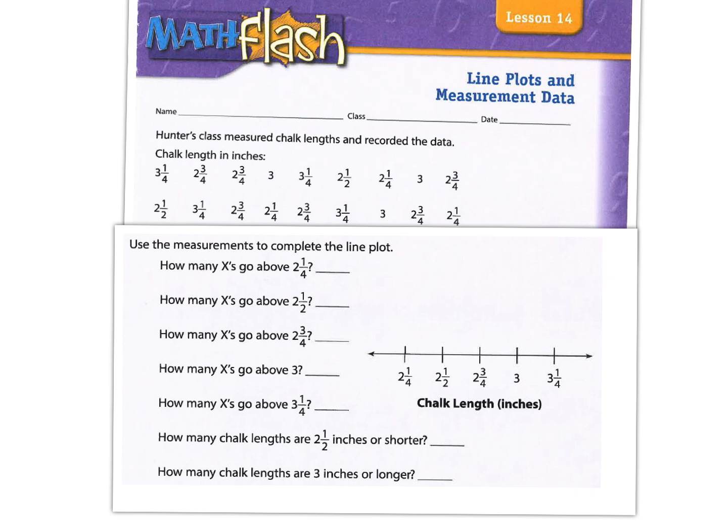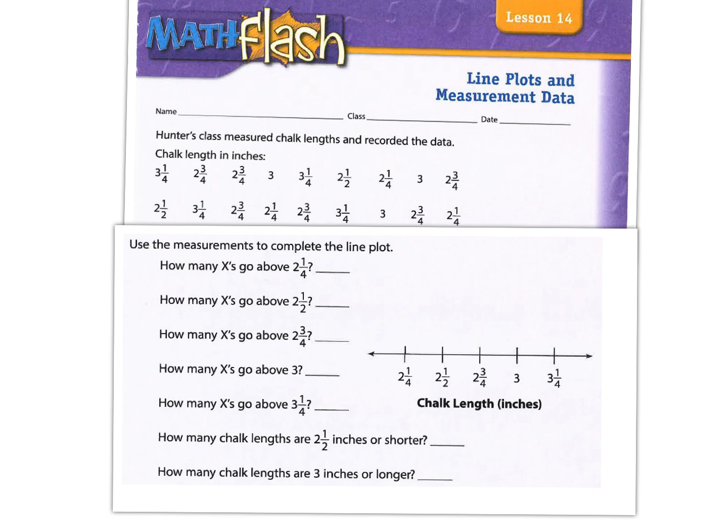This is page 59. This is what it says. First of all, you're doing line plots and measurement data. It says Hunter's class measured chalk lengths and recorded the data. Chalk length in inches. So here's all these chalk lengths that they measured. Then it says use the measurements to complete the line plot.